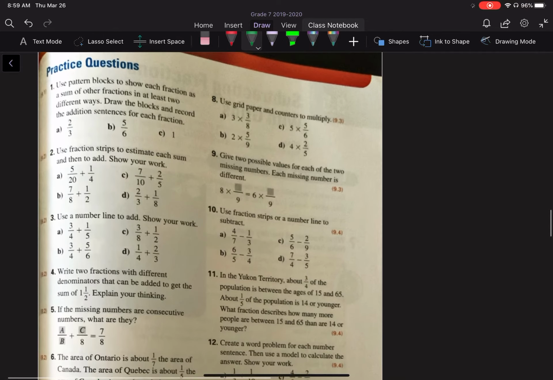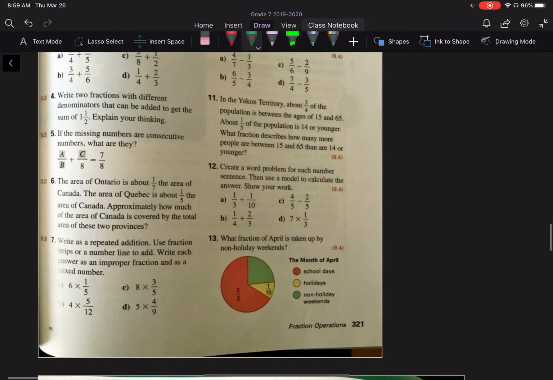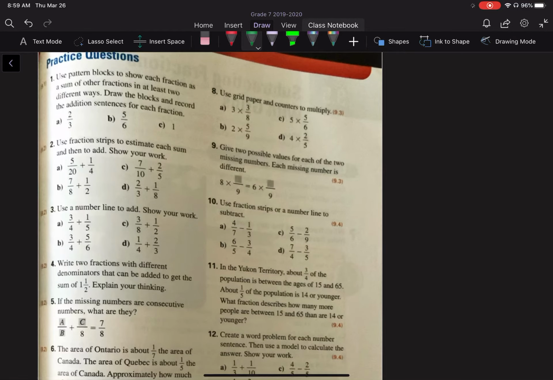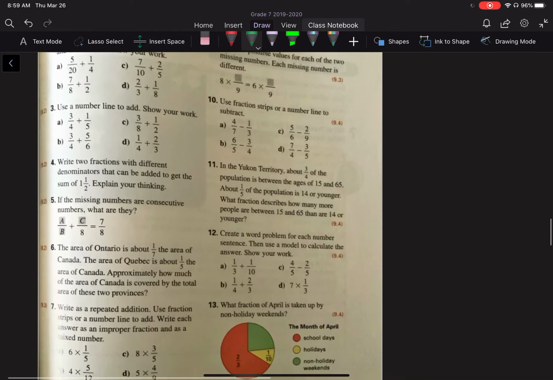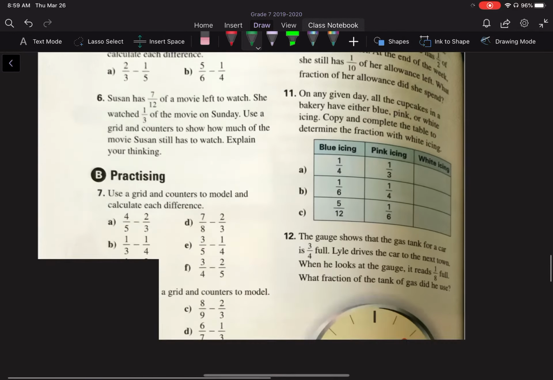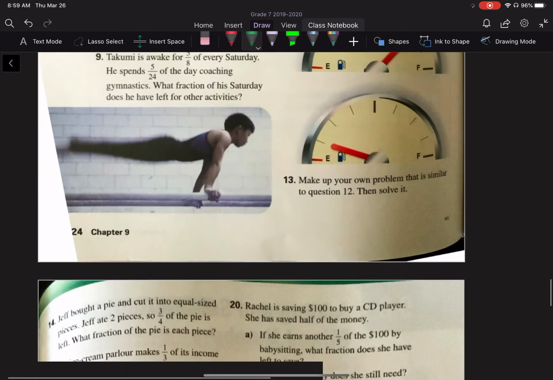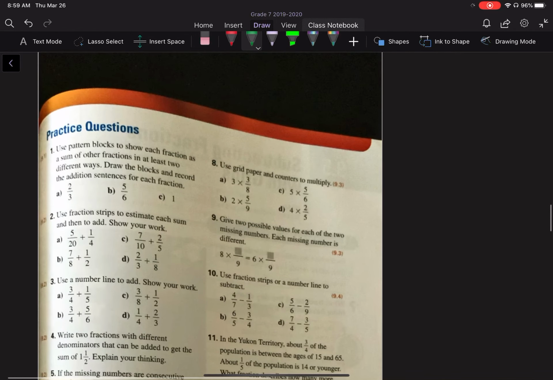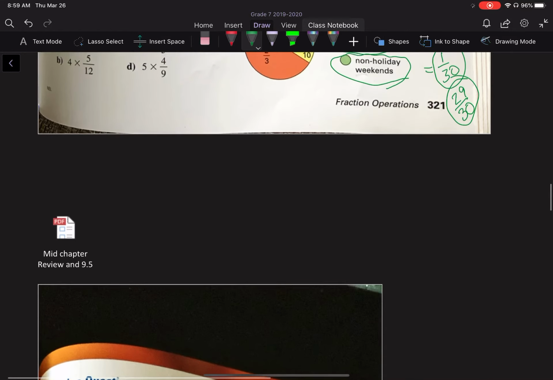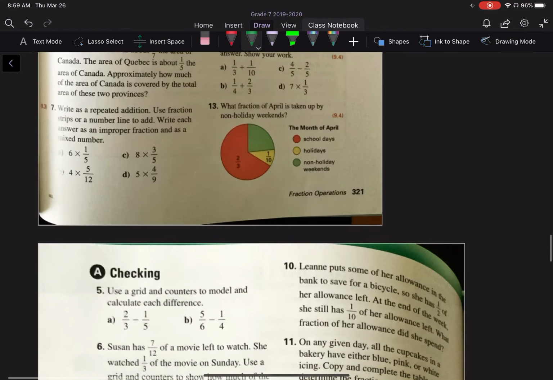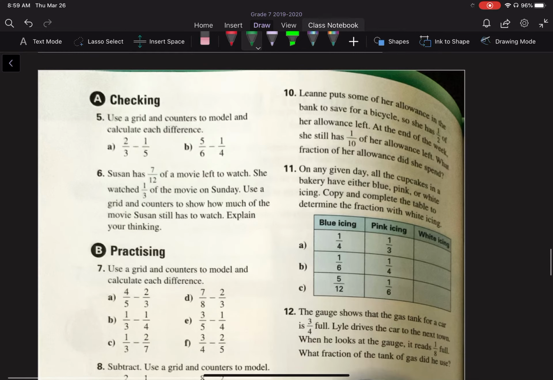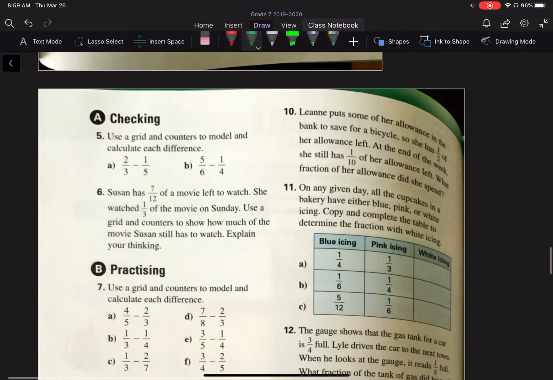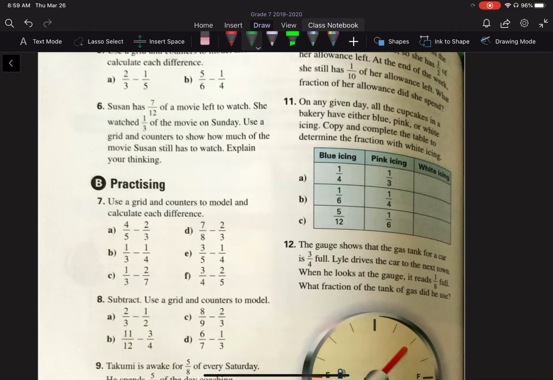Okay, moving on to the day's work, you have more practice with addition and multiplication and playing around with those. And then you have your mid-chapter review today as well. So I want you to do the mid-chapter review, which is the practice questions. And then we're going to move on also to your next task, which is also practicing subtraction, but this time they're asking you to use grid paper.